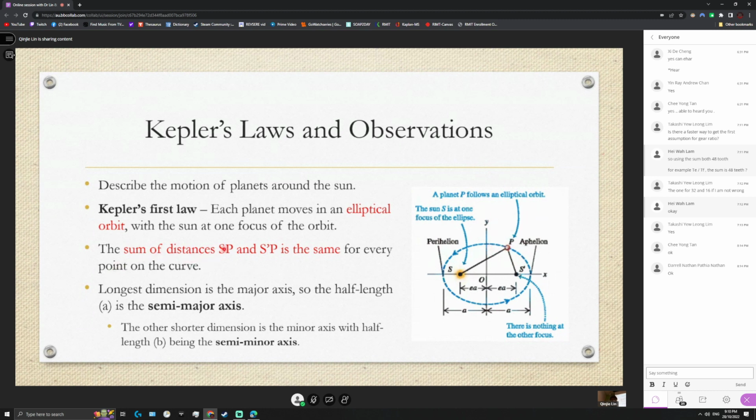The sum of distances SP and S prime P is the same for every point on the curve. So if you have this ellipse here, the actual sun, and the imaginary point on the other side, and you draw two lines to wherever the planet is at any point of time, this sum must always be the same.